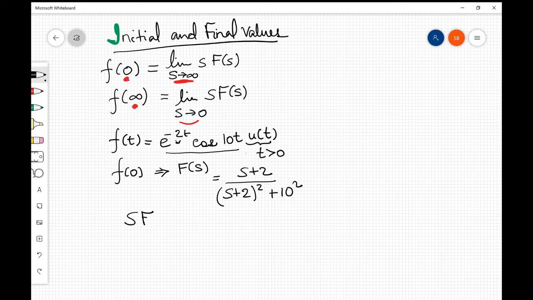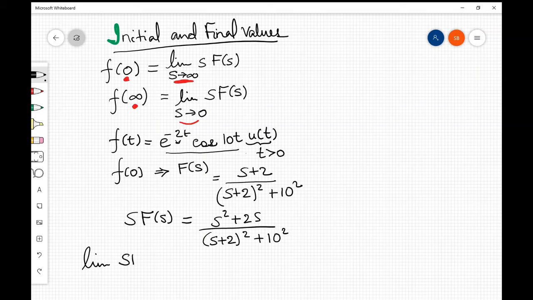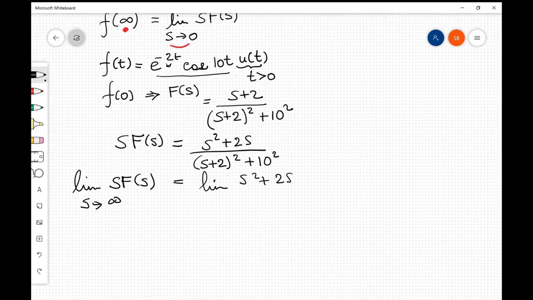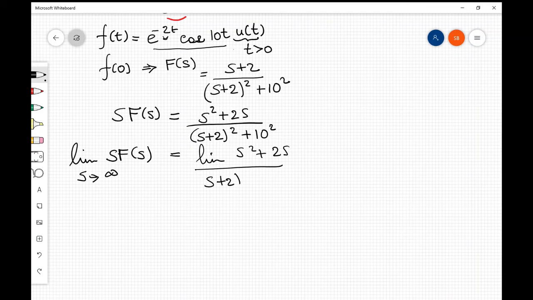So if we take s times F of s, that value is going to be s squared plus 2s over s plus 2 the whole squared plus 10 squared. By taking the limit as s approaches infinity, we get the limit of s squared plus 2s over s plus 2 the whole squared plus 10 squared.